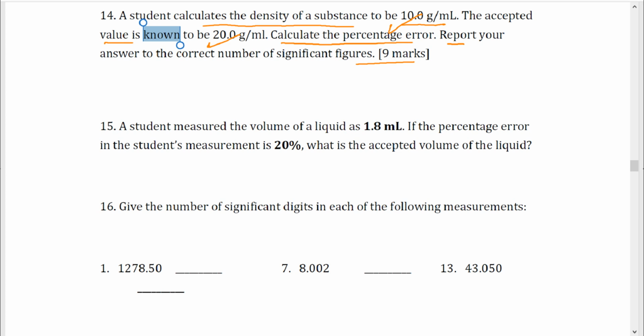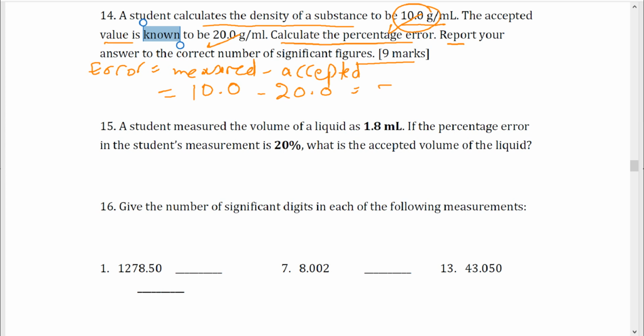The first thing you need is to write the formula. Error equals the measured value minus the accepted one. Measured value is what the student has measured, 10. Accepted value is 20. So the error is minus 10 gram per ml.